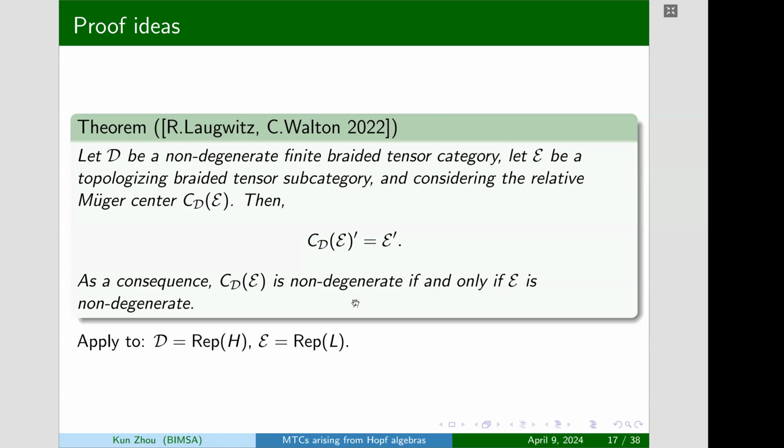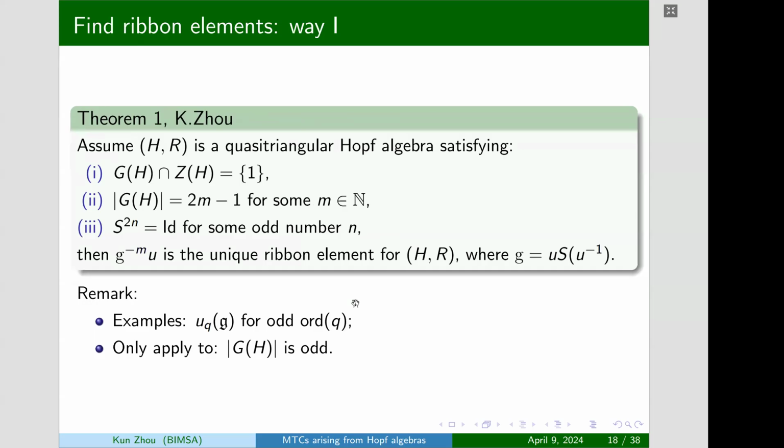we should know the dual of the Hopf algebra H. That is to say, we should know some information about H star, but H star is usually complicated. So to overcome this difficulty, we will introduce two ways to find the ribbon elements. Let's talk about the first way.